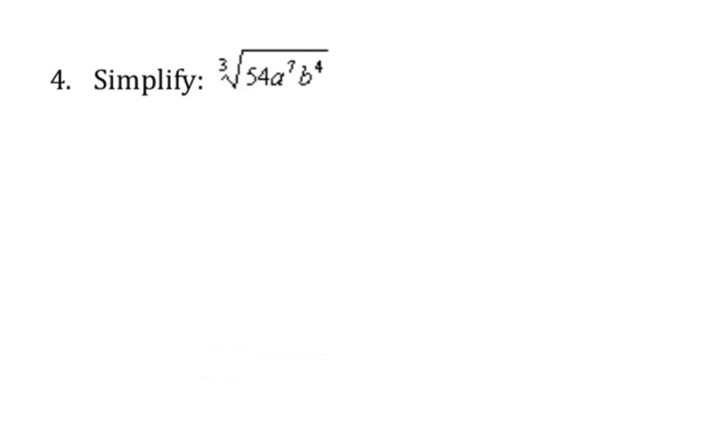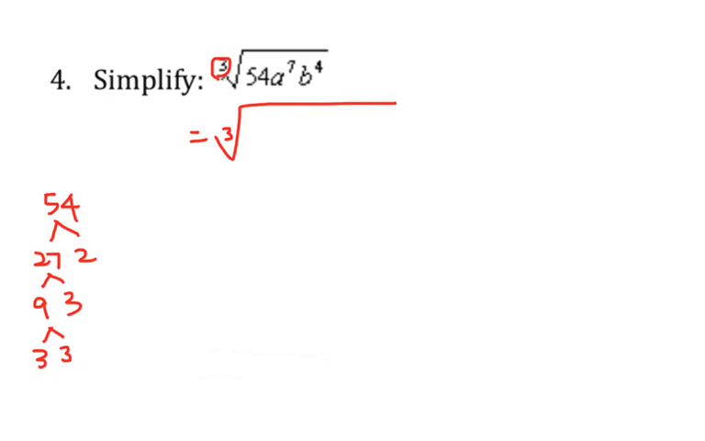Alright, let's look at number 4. Once again, we're looking for a cube root, so we're going to break down the numbers and then make groups of 3, or cubes. So here 54 breaks down into 27 and 2. And 27 is 9 and 3, and 9 is 3 and 3. So that's great, because if I rewrite it, we get the cube root of 2 times 3 to the 3rd power, because that's what makes 54.